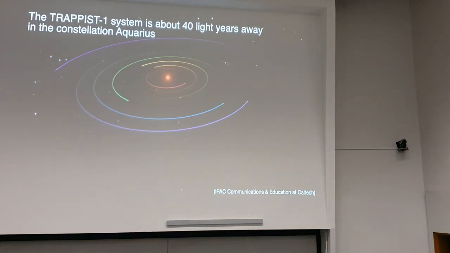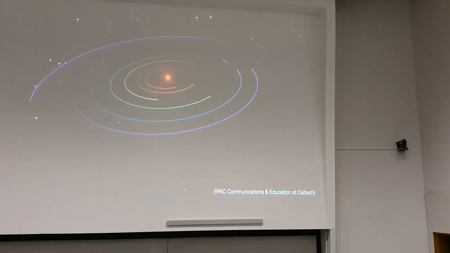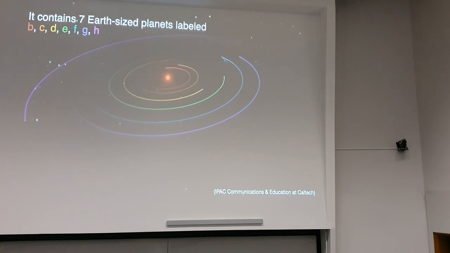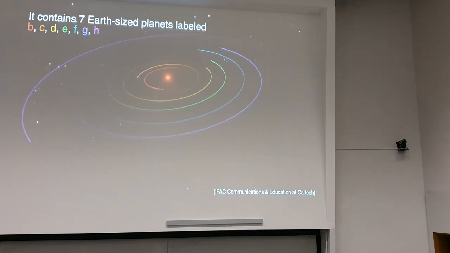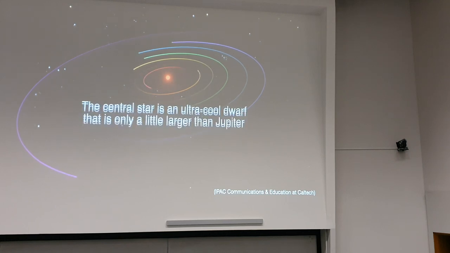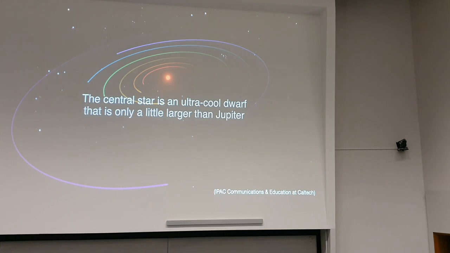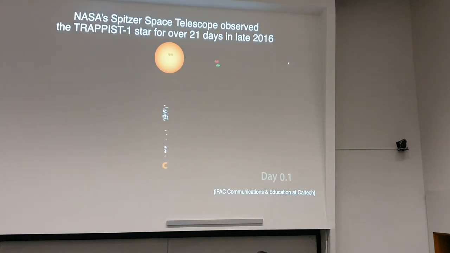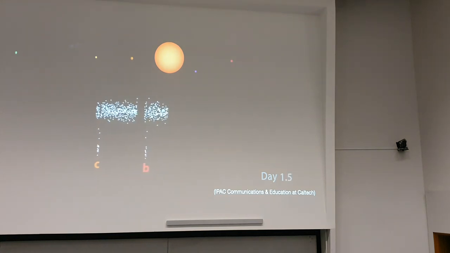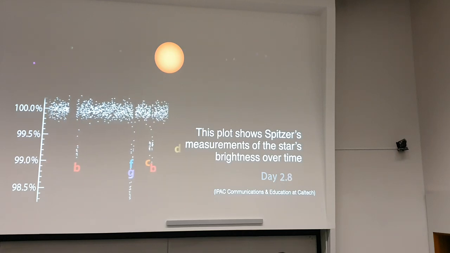So basically, TRAPPIST-1, you probably heard of. It's got, is it seven planets? One, two, three, four, five, six, yeah, seven planets. All of them are about Earth size. And some people in Toronto turned the signal into essentially some music.